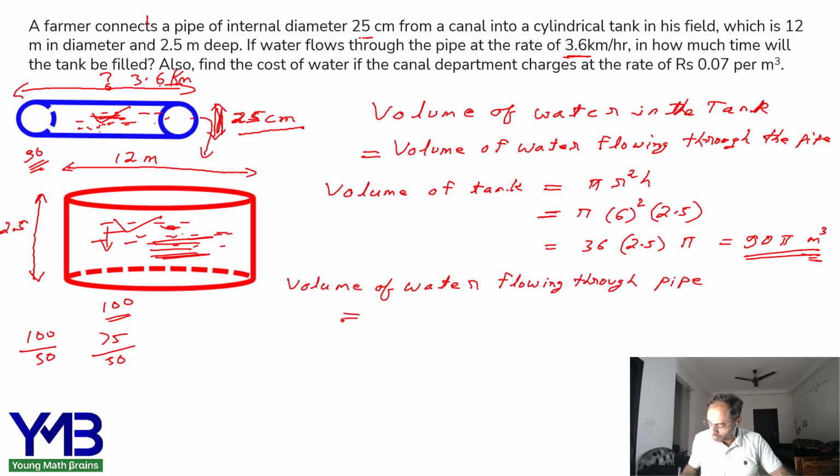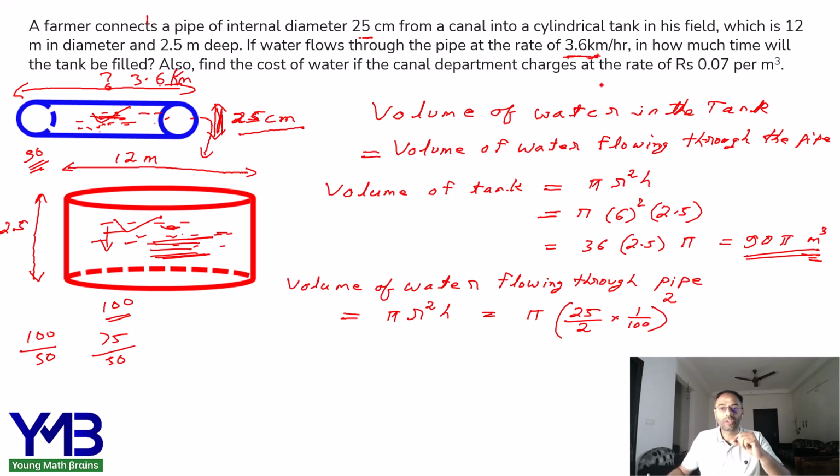flowing through the pipe is equal to, again, pi r square h, which will be pi into radius is 25 by 2, that is in centimeters. So if I have to convert that into meters, I have to again multiply by 1 by 100 or divide by 100, square, and h. Now h here is 3.6 kilometers. This is not exactly h. This is actually the speed. So speed is given to be 3.6 kilometers per hour.